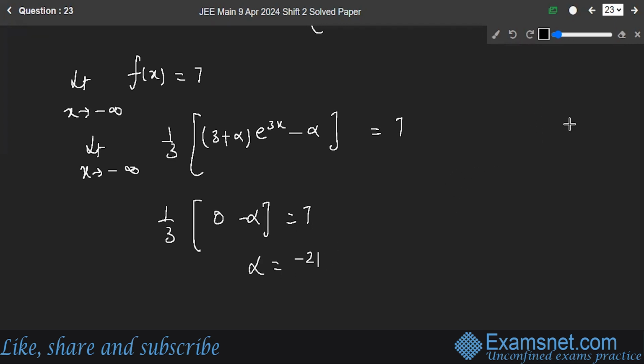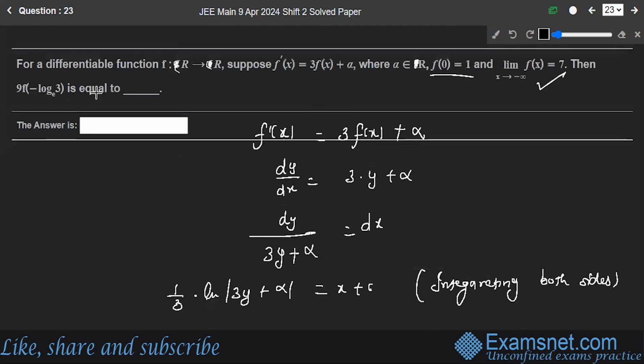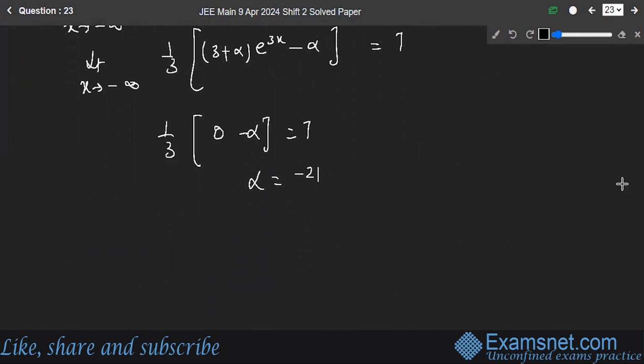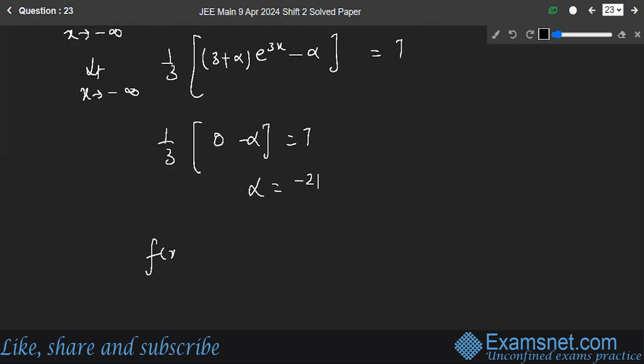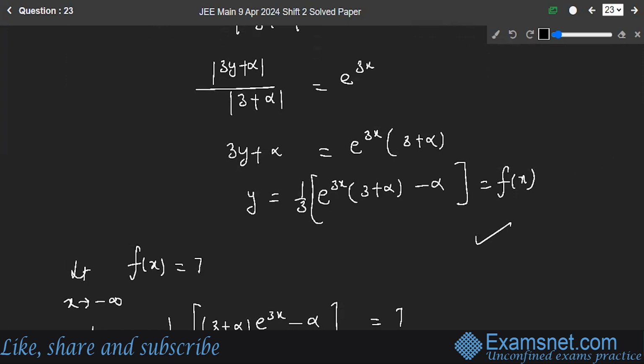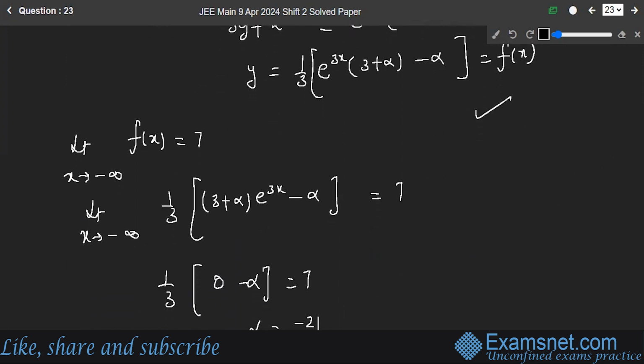Okay. Now, what you have to find out is about this. First of all, you got the value of alpha, right? So your function fx will be, the function was this, 1 by 3. Let's write it down.